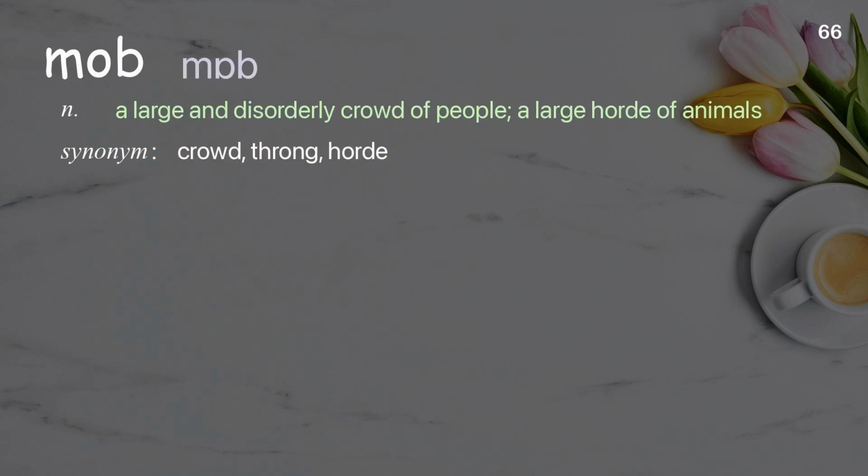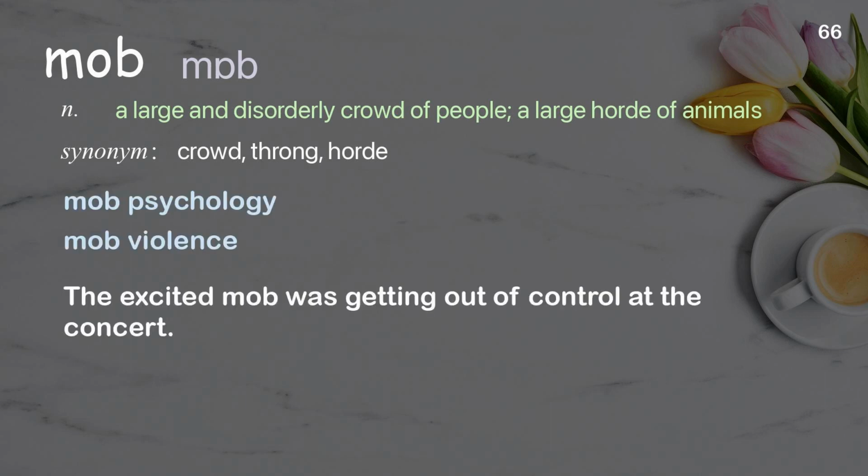Mob. A large and disorderly crowd of people, a large horde of animals. Examples: Mob psychology. Mob violence. The excited mob was getting out of control at the concert.